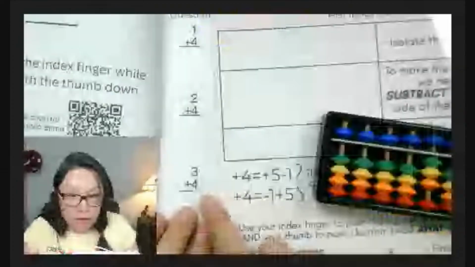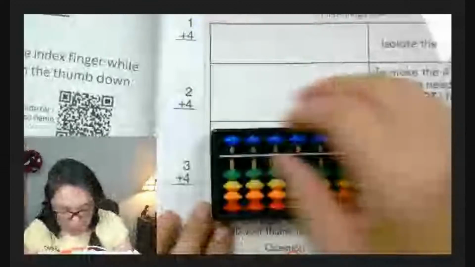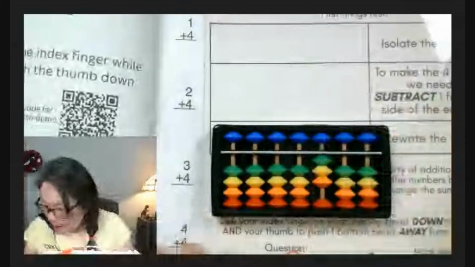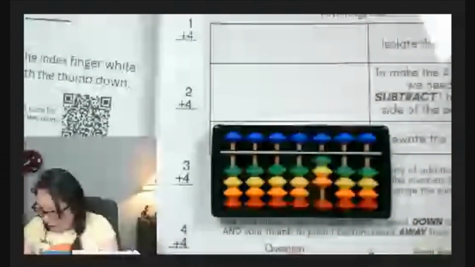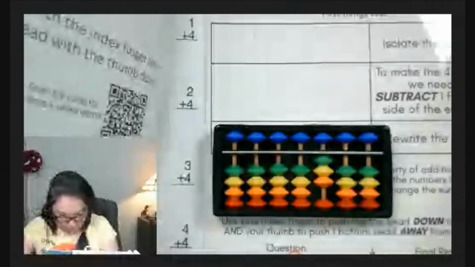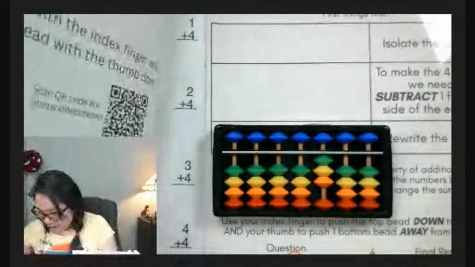Right? There's not enough beads to add the 4. What's the question? The question is 3 plus 4. So if I want to do 3, I want to add the 4. I cannot add the 4. So what do I do? Well, what do I know? I know I have this thing.